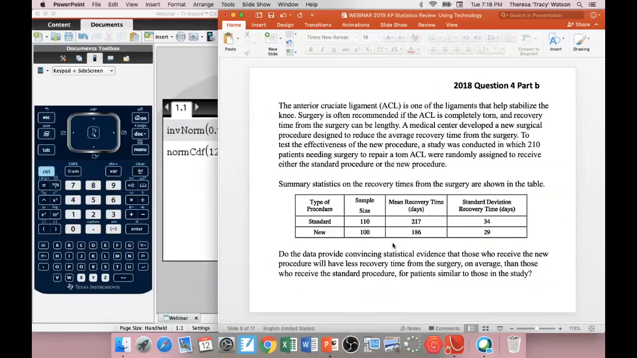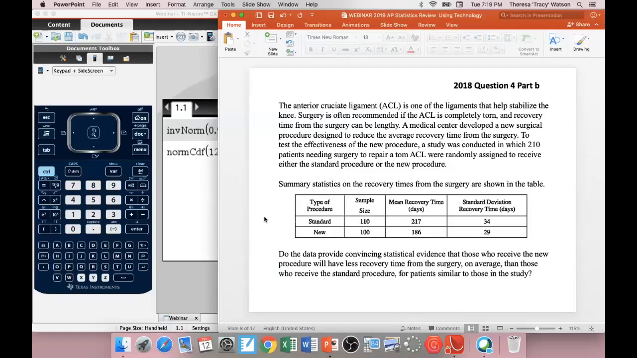So here we've got some data. I'm not going to read through the whole question. This is data about ACL surgery, and there's a new surgical procedure that they're trying to see if it made a difference. So we've got our data here where there is the type of procedure, the standard procedure, and the new procedure. We don't have the individual data, but we've got summary statistics about the two groups of people.